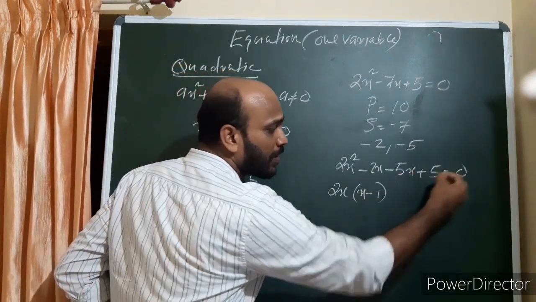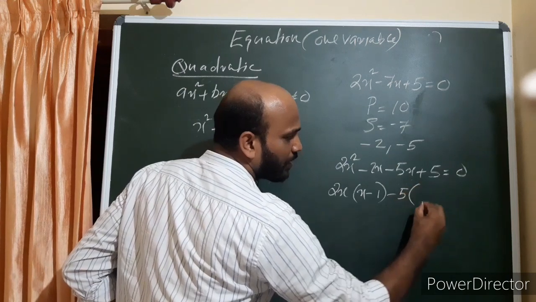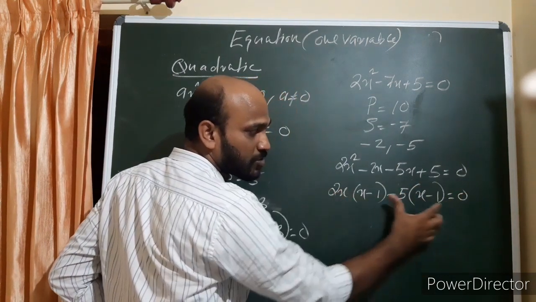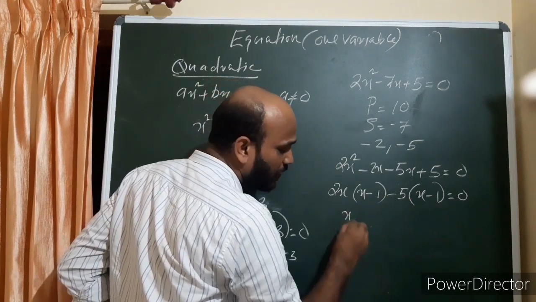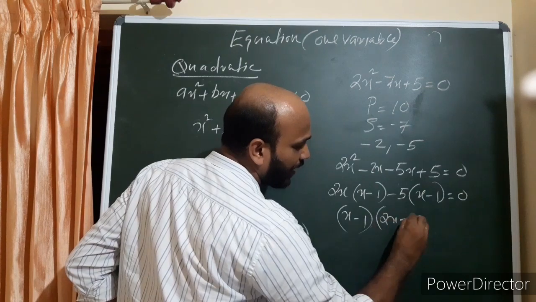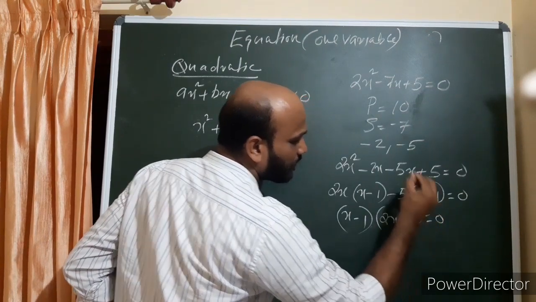Now from the last two terms, minus 5 is common. Remaining is x minus 1. Now this one term, this one is second term. X minus 1 is common. So remaining term will be 2x minus 5 equal to 0.